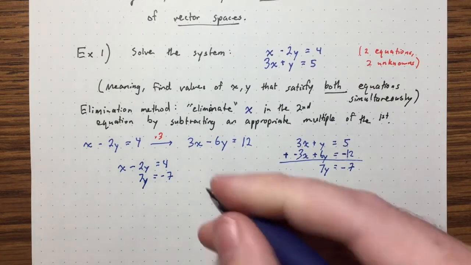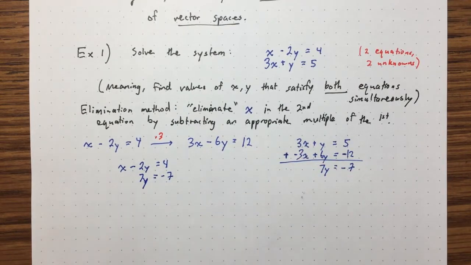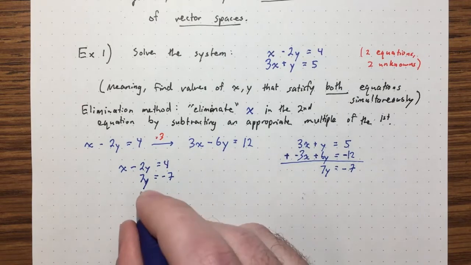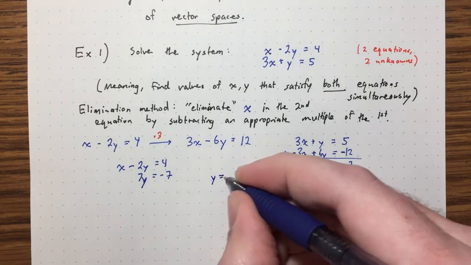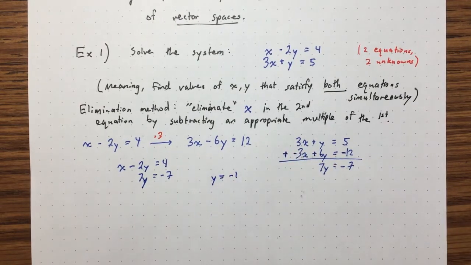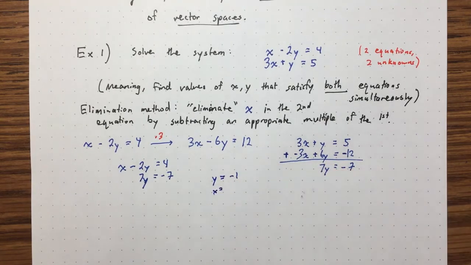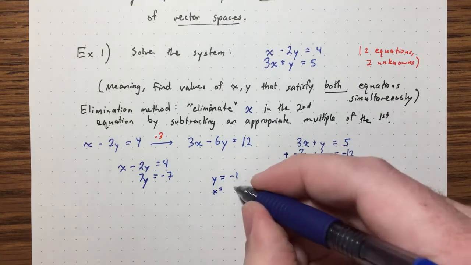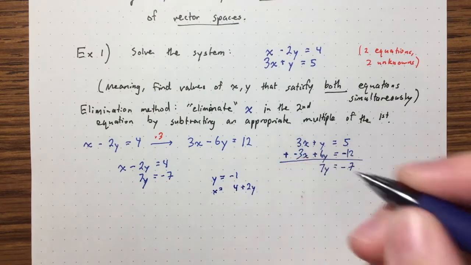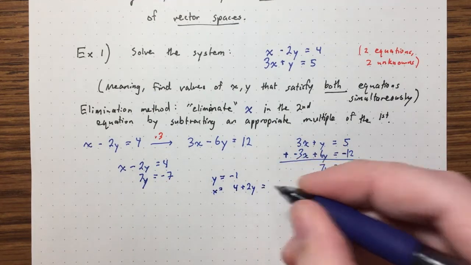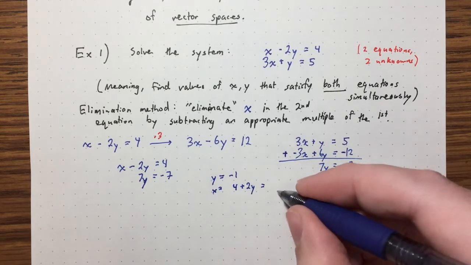Okay, what do I do now? Well, it's pretty clear. So y equals negative 1. I can immediately see that from the second equation. I eliminated the x, and then x equals 4 plus 2y, but y is negative 1, so it's 4 minus 2, which is 2.